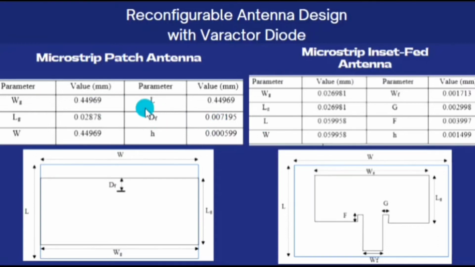This table shows the parameter value for designing the dimension of antenna. All these parameters is being calculated using related formula that I already explained just now. As you can see, the slot in this antenna is also known as feed, which can be replaced by a varactor diode. In designing this antenna, the location of varactor diode play a major role in tuning the resonant frequency. So, different antenna design has different location of the slot. This is the schematic diagram for microstrip patch antenna, and this is the diagram for microstrip inset fed antenna.